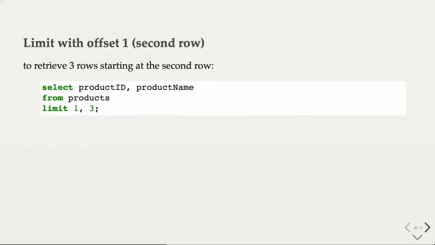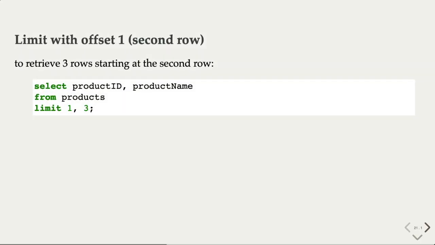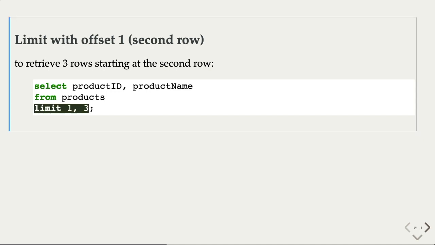But sometimes you may want to change the offset. So for example, here I change the limit to limit 1, 3. So we are going to have offset 1, which is the second record, because 0 is the first record, 1 is the second. So we are starting from the second record and want to retrieve 3 rows starting from the second. So it's going to be the 2, 3, and 4. Those records will be retrieved.